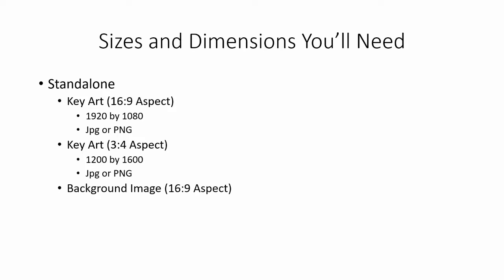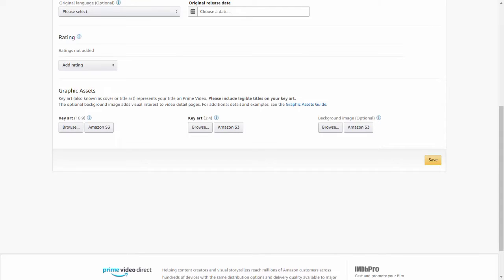Now, there's also space for a background image, and it'll need to be 1920 by 1080, JPEG or PNG, and once again it's going to be optional because it's only designed to convey mood on certain devices. And you'll see that here in the standalone upload section where the second key art piece is 3 by 4.